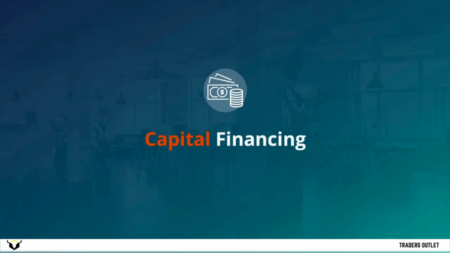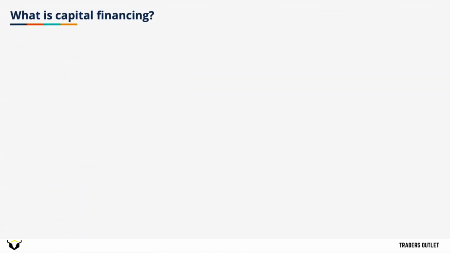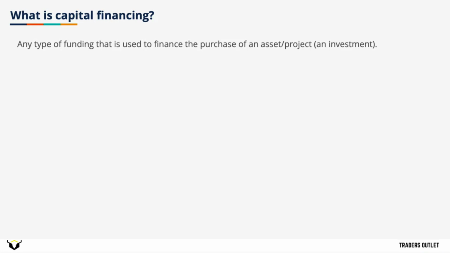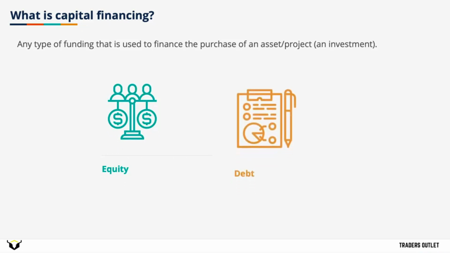Capital financing. In this chapter, we're going to look at how a company funds the purchase of assets or investments in projects. And it chooses between two different types of capital. It chooses between equity, which is ownership, and debt, which is borrowing.